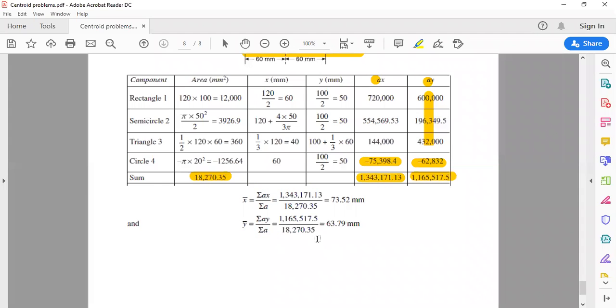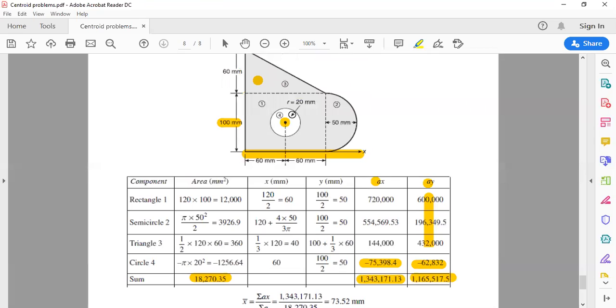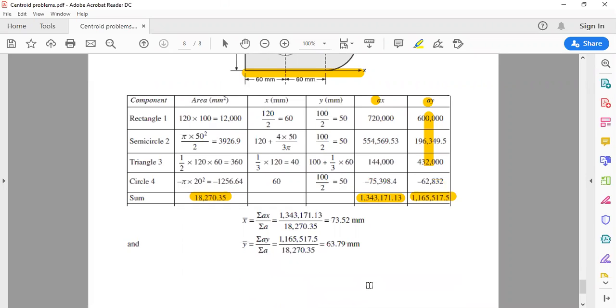In this problem, we saw that there was one figure which was a deduction, and it was taken with negative sign in the area. So this is what is to be kept in mind. This negative sign plays a very important role here. So with this, we have completed the problem.